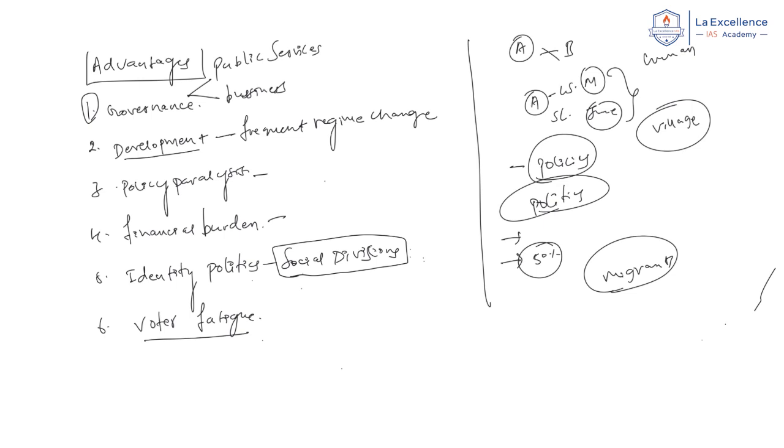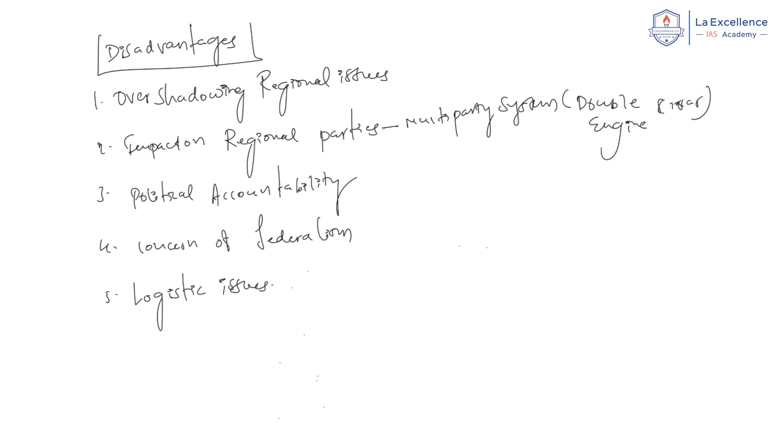There are advantages, and there are certain disadvantages, especially those raised by the opposition. We'll discuss what the disadvantages are. Now, what can be the disadvantages of one nation, one election? First and foremost is overshadowing the regional issues.